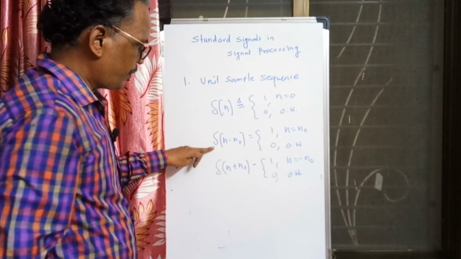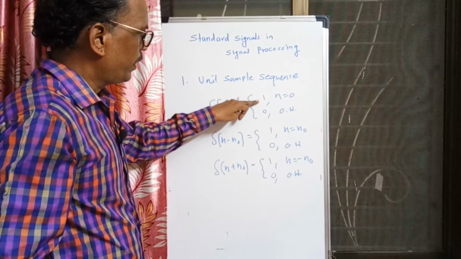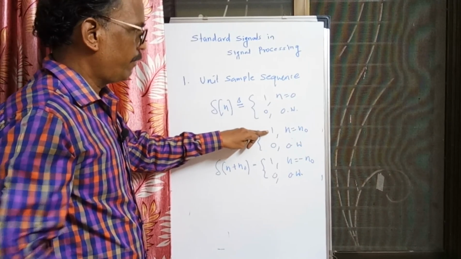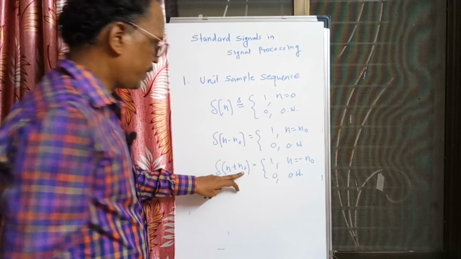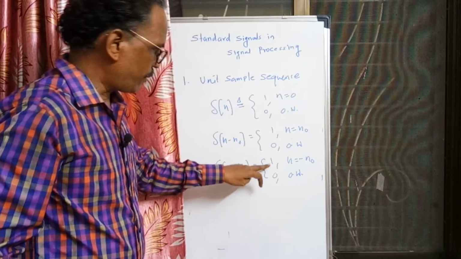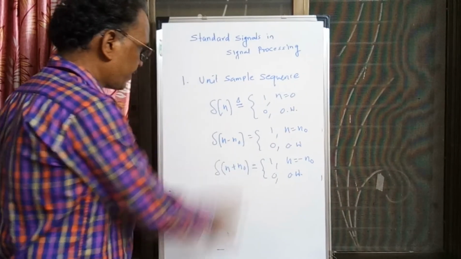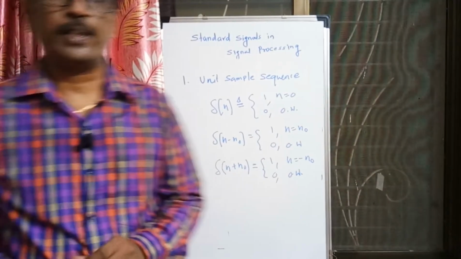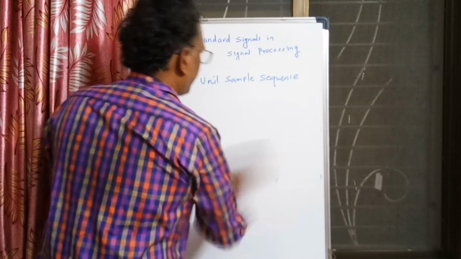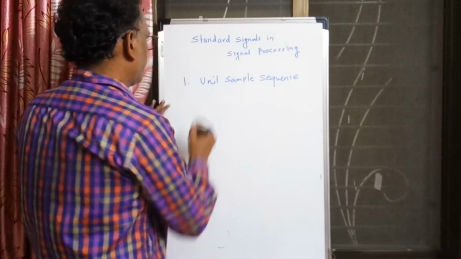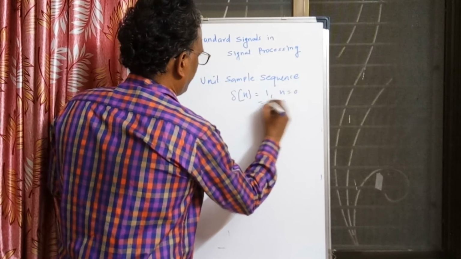This is the original delta function without shift, and this is the shifted delta function. When shifted towards right by n naught, where n naught is some positive number, the 1 which was sitting at 0 will be sitting at n naught. For delta(n + n naught), the value is again 1, but instead of sitting at 0, it is sitting at minus n naught. If you know these three things about the delta function, you can write every signal using the delta function. This was about the unit sample sequence, which is 1 for n equal to 0 and 0 otherwise.